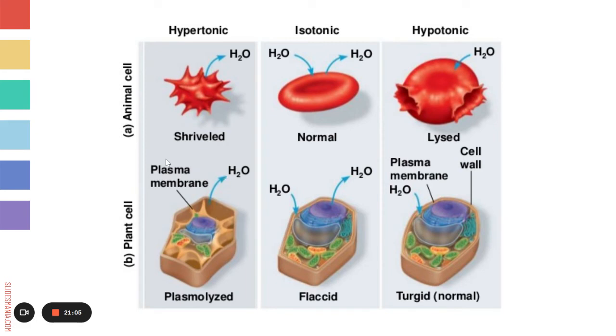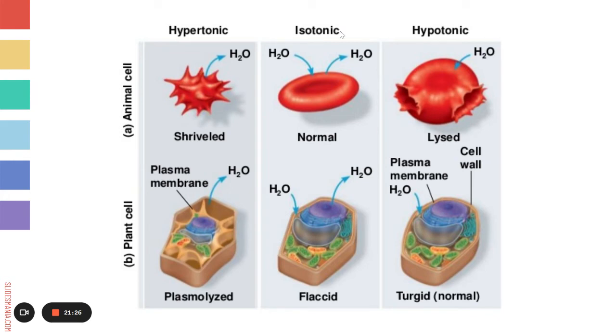So water will leave, and the plasma membrane or the cell membrane will sort of shrivel away from that cell wall, but it won't completely shrivel up like an animal cell would. So the plant's still going to be very unhappy. It's going to be very wilted and sad looking, but it's not going to shrivel in the same way that an animal cell would. Isotonic is when there's no net movement of water.